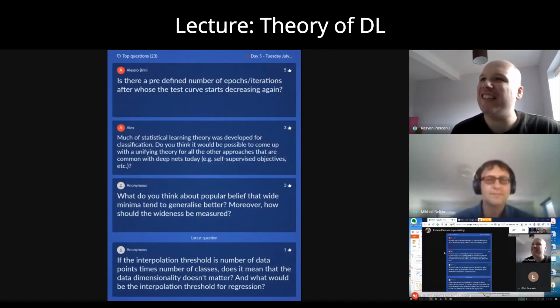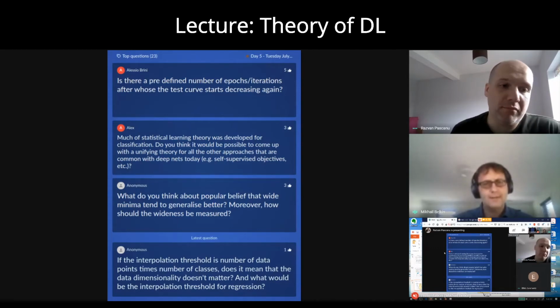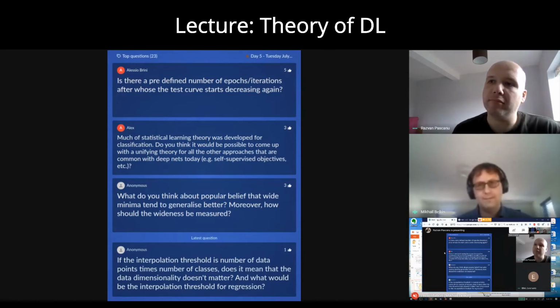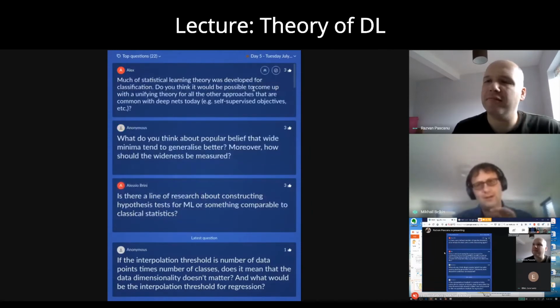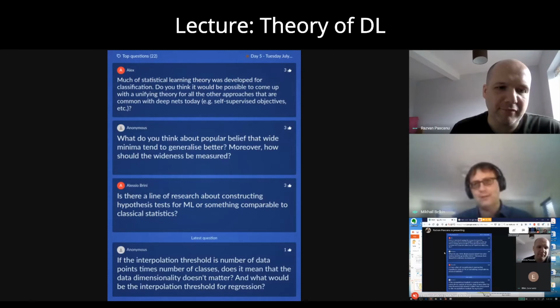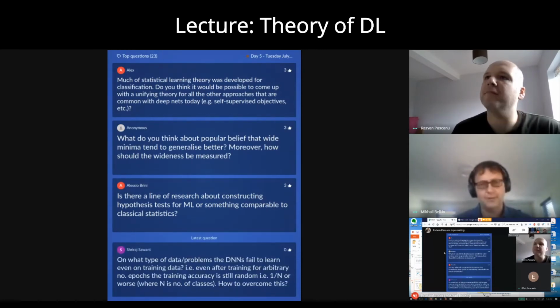The next question: is there a predefined number of epochs or iterations after which the test curve starts decreasing again? The way I define it is not in terms of iterations, but in terms of the number of parameters. How the number of parameters connects to the number of epochs is very unclear. I think this is a really hard question. The simple answer is no. The more subtle answer is that not only is there no predefined number, we don't actually have a good theoretical analysis of the connection right now.